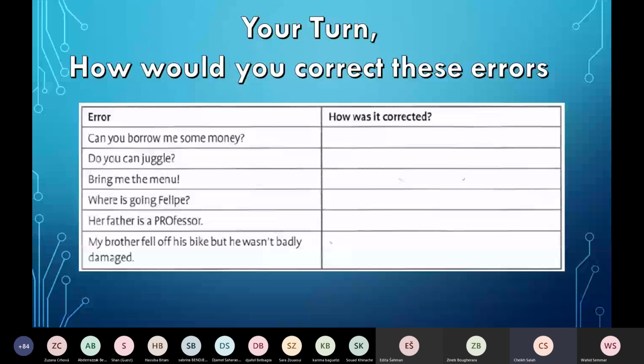Let's give you the mic one more time. Can you borrow me some money? How would you answer this one?